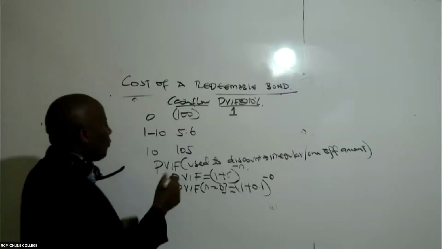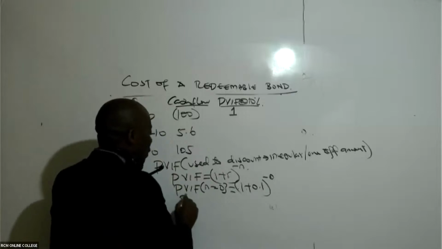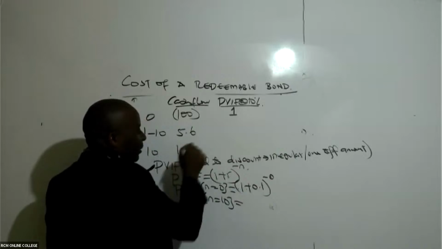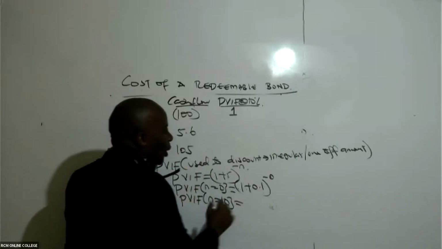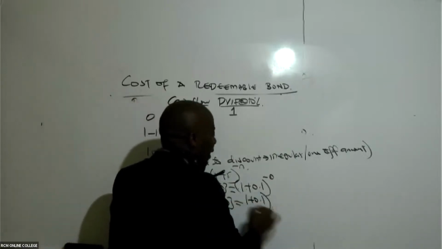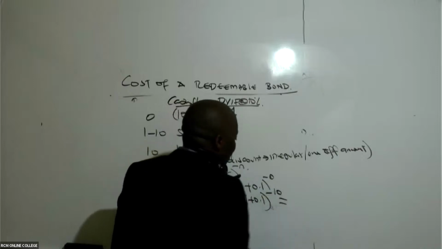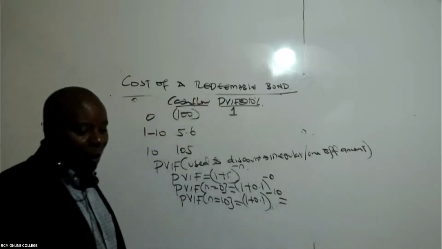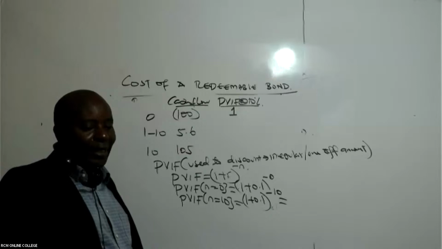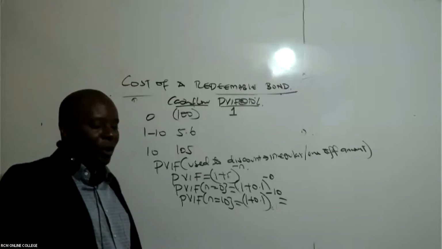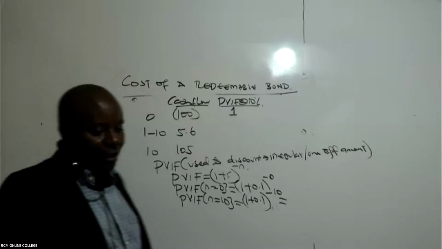How about PV when N is 10 for this lump sum amount? So it will be 1 plus 0.1, raised to negative 10. So you say 1.1 raised to negative 10. Is there some good student who is able to give me this answer? 1.1 raised to negative 10. What figure are we getting?